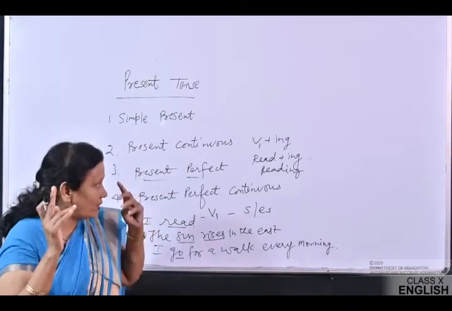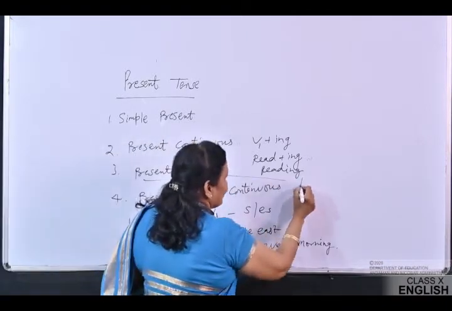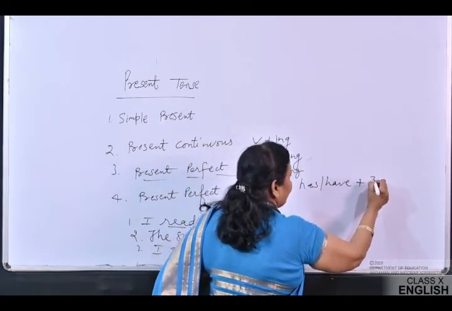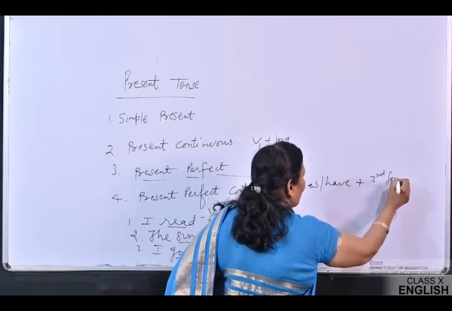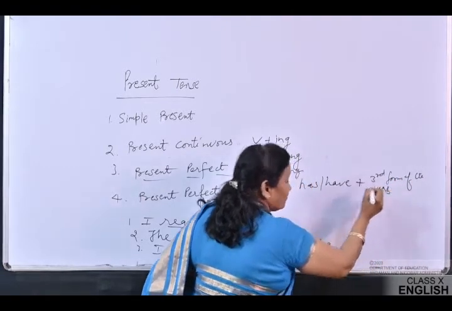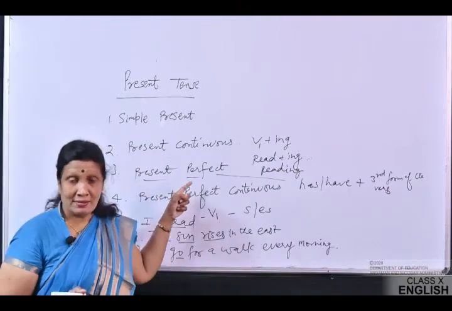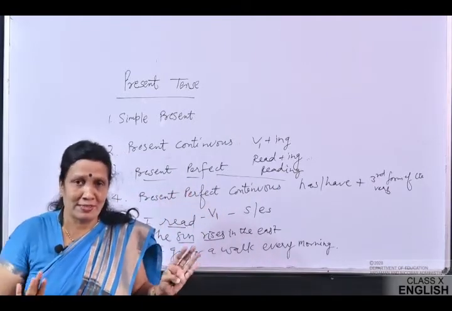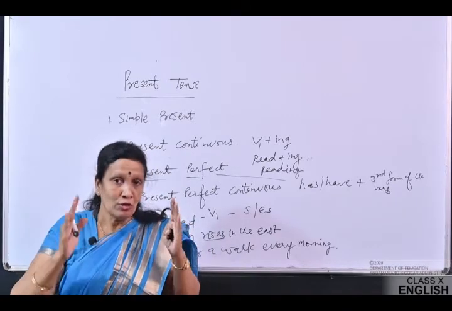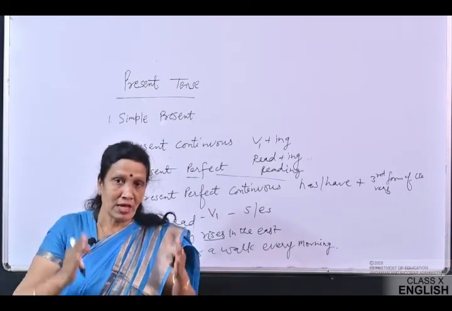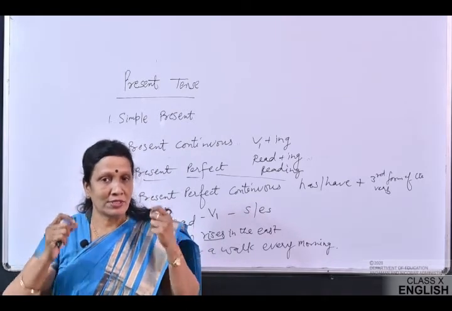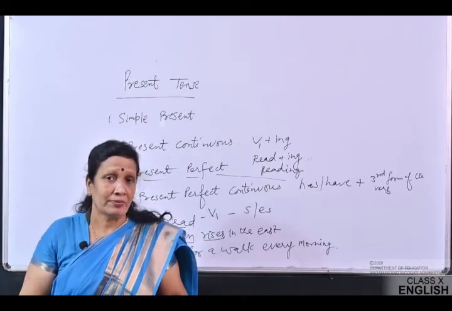Now present perfect means you have completed an action. So there we had learnt it is has or have plus the third form of the verb. Perfect means, as we said, this is perfect. Your work is perfect. That means it is complete. So present perfect means now you have completed your action. Some action which is complete.